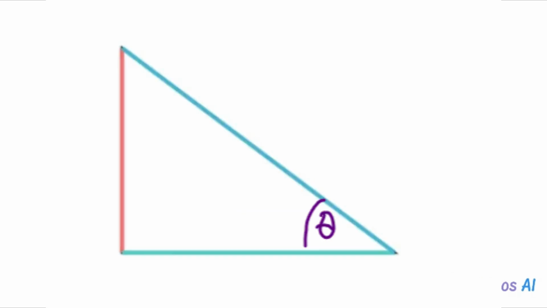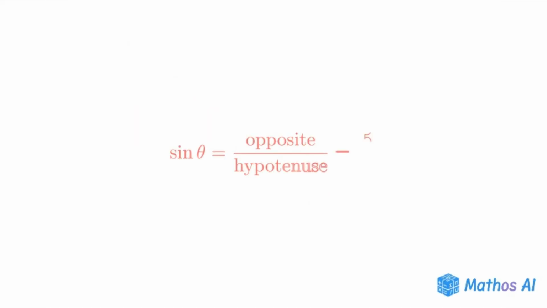Now that we have all 3 sides, we can define our primary trigonometric functions relative to an angle, let's call it theta. Sine of theta is the ratio of the opposite side to the hypotenuse, so sine theta equals 5 over 13. Cosine of theta is the ratio of the adjacent side to the hypotenuse, thus cosine theta equals 12 over 13. And tangent of theta is the ratio of the opposite side to the adjacent side. This means tangent theta equals 5 over 12.